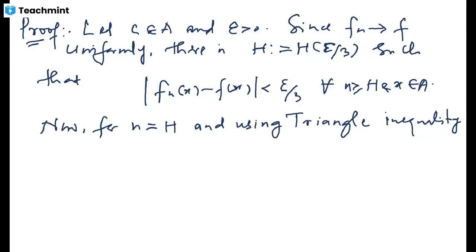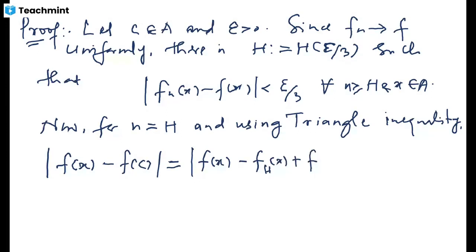What we have to do is prove the continuity of the function f at c. For that, we need to estimate what |f(x) minus f(c)| is. So what I'm going to do is add and subtract f_h(x) plus f_h(x). Then I'm going to again add and subtract the same thing, f_h at c, plus f_h at c minus f(c), which is usual.